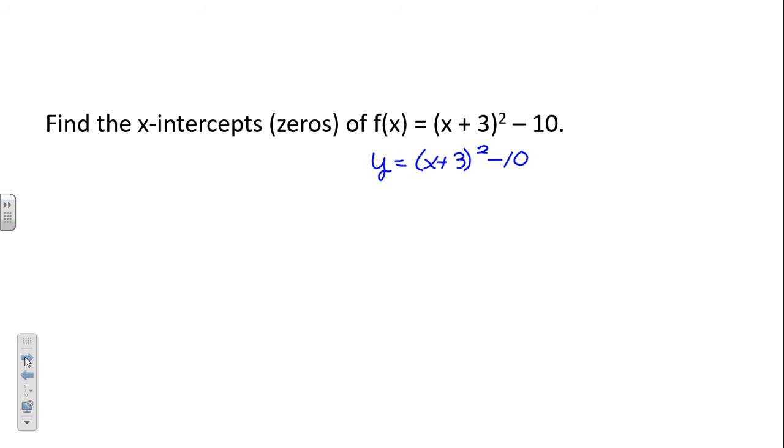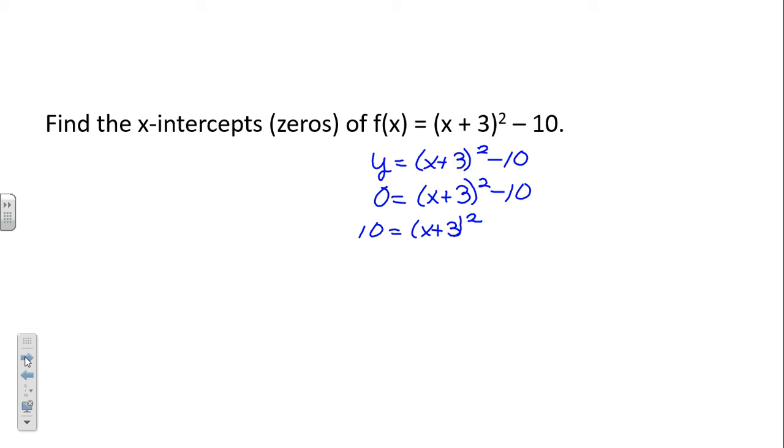And we want the intercepts, the x-intercepts, the zeros. So what do we do? Set it equal to 0. 0 equals x plus 3 squared minus 10. So I bring the 10 to the other side to try to isolate x, and a positive 10 is equal to x plus 3 quantity squared.